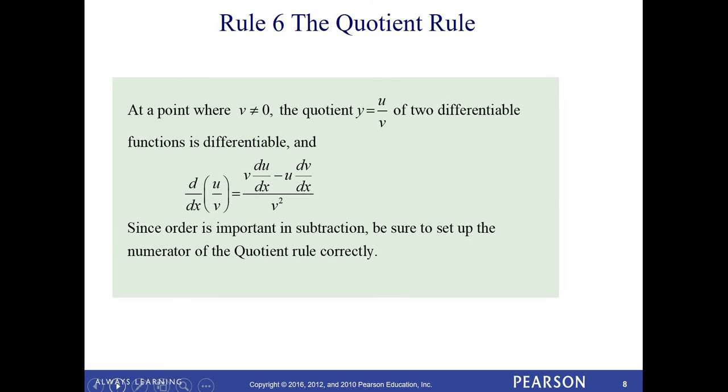Quotient rule, again, takes a little bit more work. So it's low, d high, minus high, d low, over the bottom squared: the bottom times the derivative of the top, minus the top times the derivative of the bottom.